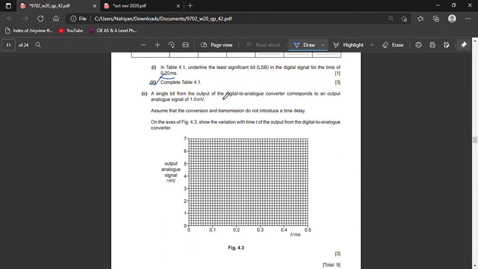A single bit from the output of a digital to analog converter corresponds to the output analog signal of 1 millivolt. Assume that the conversion and the transmission do not introduce a time delay. Show the variation with time t of the output from the digital to analog converter.